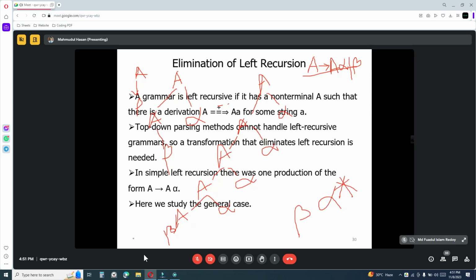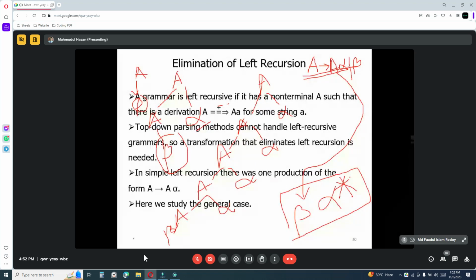Why alpha star? Suppose this one is only beta, this one beta alpha, this one beta more alpha. That means 0 or more alpha. So this production rule is able to generate this input, that means beta and alpha star, that means 0 or more alpha. Got it?